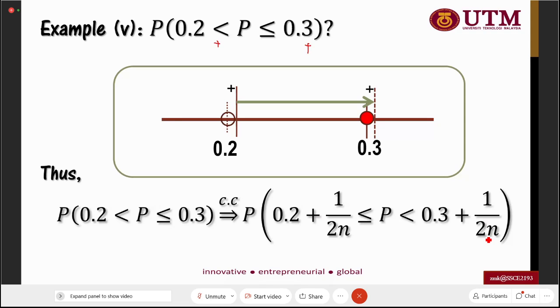Next, here you don't want to include, not including 0.2 and 0.3, so you have to plus the first one, but minus the second one. Okay.